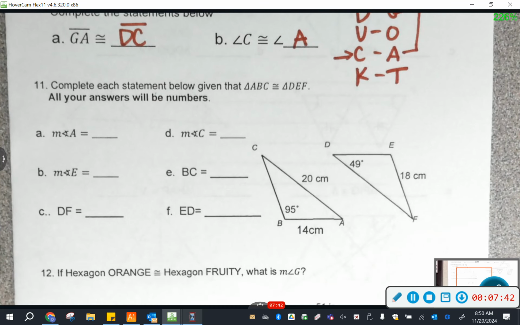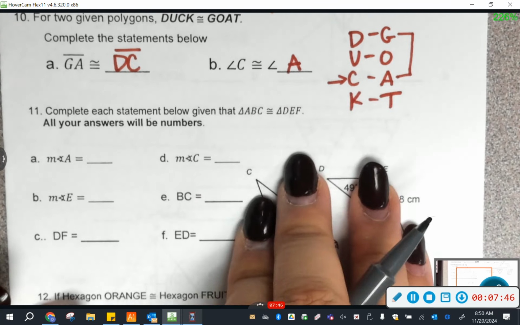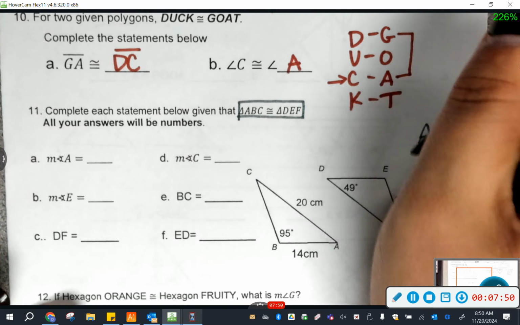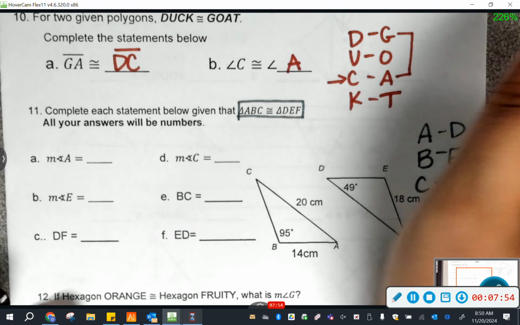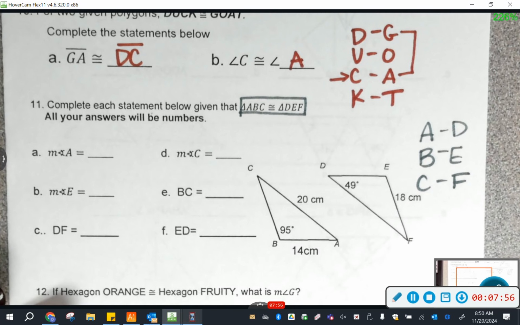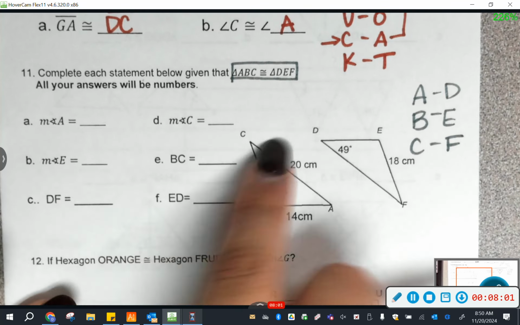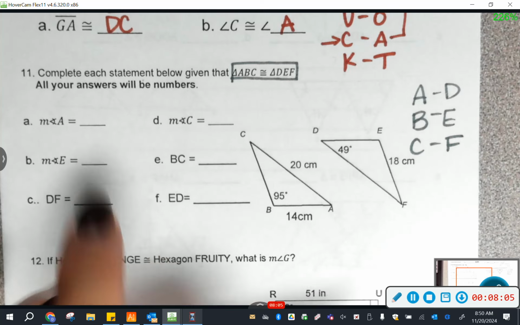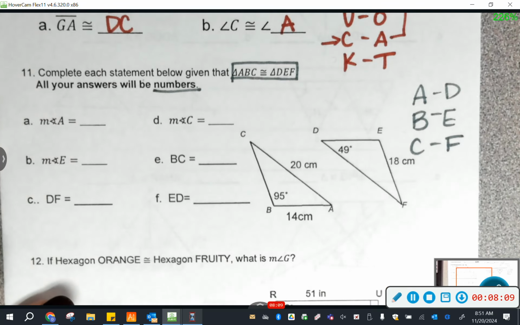Alright, this next question is actually just like number 1. We ignore the picture, and I want you to pay attention and make your chart. ABC goes with DEF. For this one right here, do I have any congruent signs? Do y'all see any congruent signs? So what do we know about all my answers? They have to be numbers.